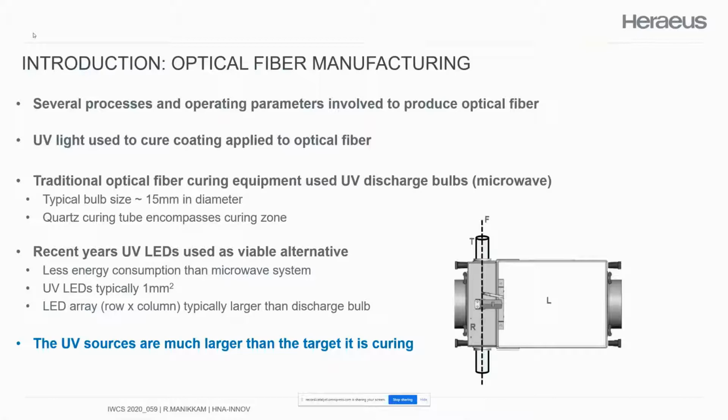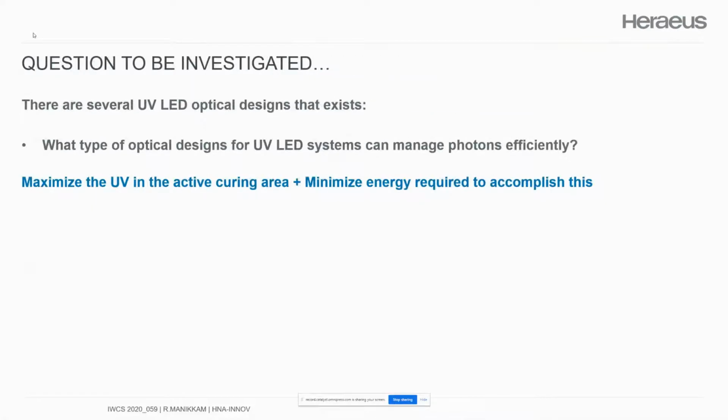So that leads us to the question that is investigated in this work: what type of optical designs for UV LED systems can manage photons most efficiently? Or more specifically, how do we maximize the UV in the active curing area while minimizing the energy required to accomplish this, which are both the desirable outcomes from an optical fiber manufacturer standpoint.